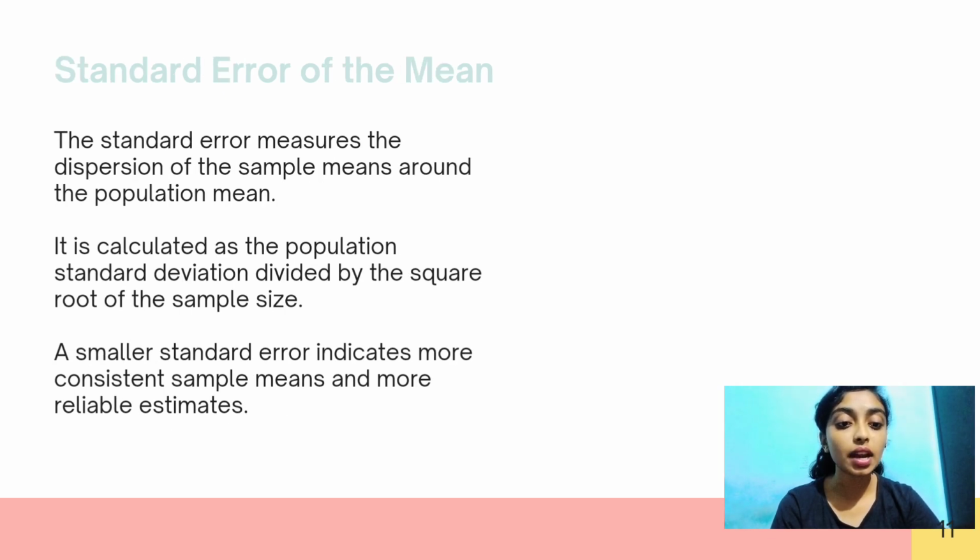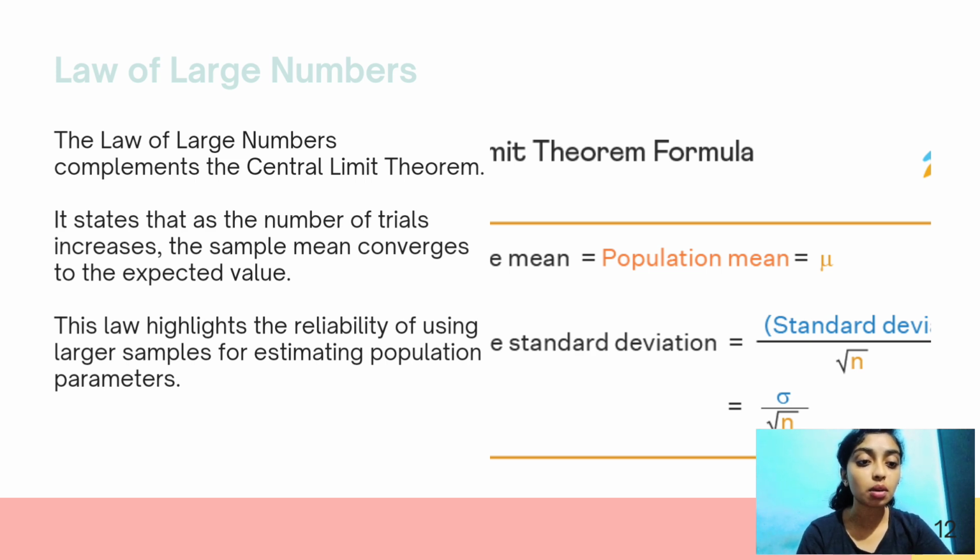Standard error of the mean. The standard error measures the dispersion of the sample means around the population mean. It is calculated as the population standard deviation divided by the square root of the sample size. A smaller standard error indicates more consistent sample means. The law of large numbers complements the central limit theorem. It states that as the number of trials increases, the sample mean converges to the expected value. This law highlights the reliability of using larger samples for estimating population parameters.